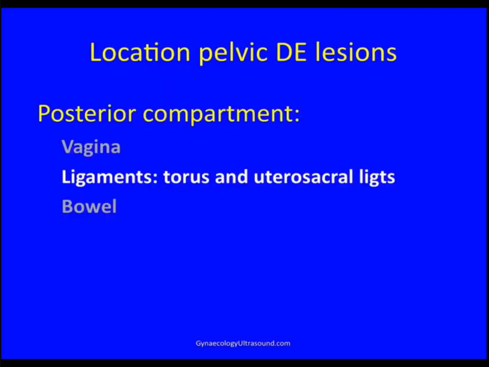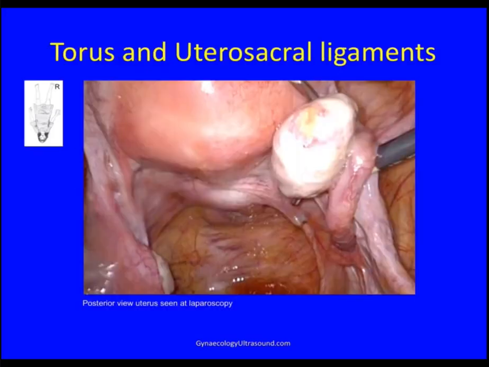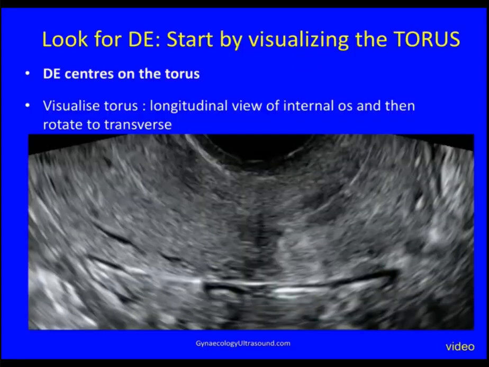So that was deep endo in the vagina. So how about the ligaments, the torus and the uterosacral ligaments? So again, just that laparoscopy: posterior uterus, torus, the right uterosacral ligament. Remember, we're looking toward her feet, so this is the right side, and the left uterosacral ligament and the pouch of Douglas. So we need to look at that area on ultrasound.